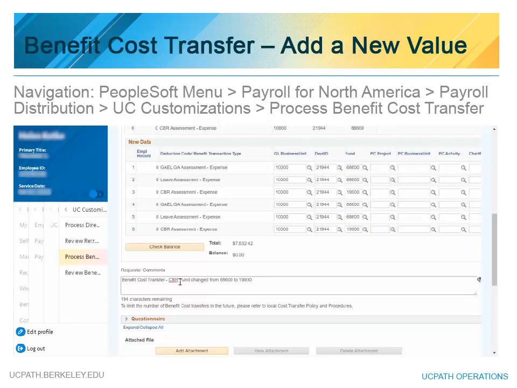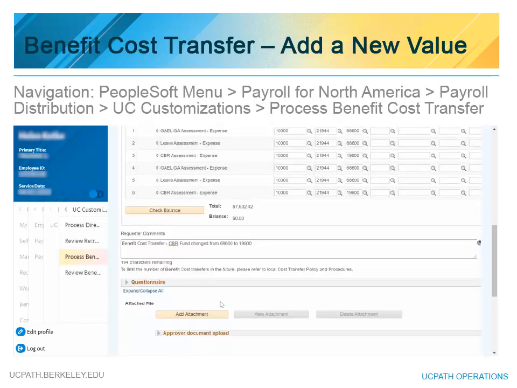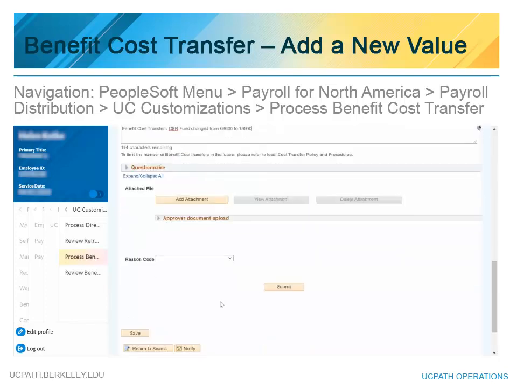Expand and complete the questionnaire section if applicable. Completion is required for high-risk transactions. Select the reason for the adjustment. This is a required field. Attach a supporting document if necessary. To submit the transaction for review and approval, click Submit.